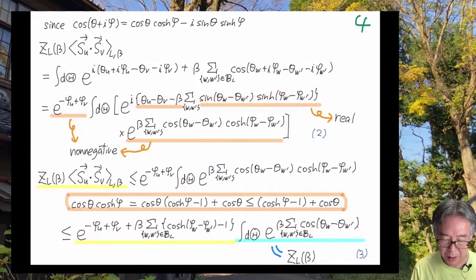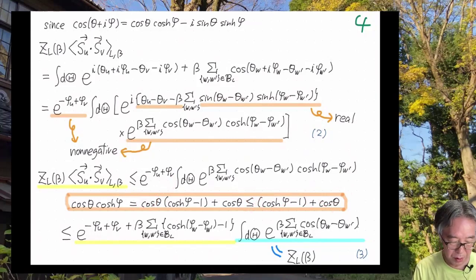Now here I have cosine and hyperbolic cosine. Again, this is just trivial. You can rewrite this like this. You added cosine and you subtracted cosine here. And then since this part is non-negative, and cosine is upper bounded by 1, you can upper bound this like this. Here you only have hyperbolic cosine phi, and you only have cosine theta.